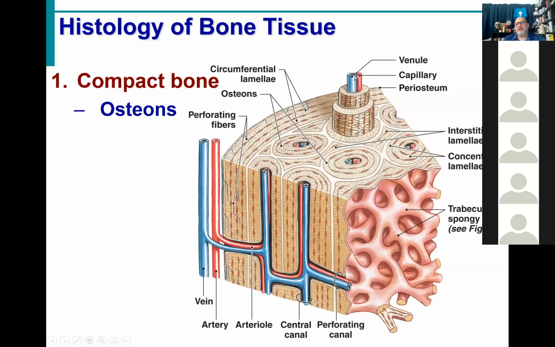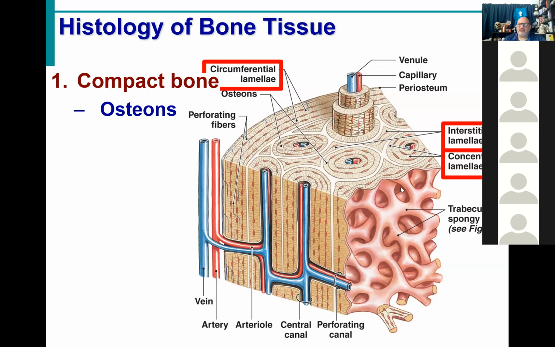Here's the illustration emphasizing that point we were talking about before. Concentric lamellae form the osteons around the central canal. Circumferential are on the outer surface and go around the entire circumference of the bone. And interstitial lamellae fill the spaces in between. They're the irregular shaped layers that fill the spaces in between.